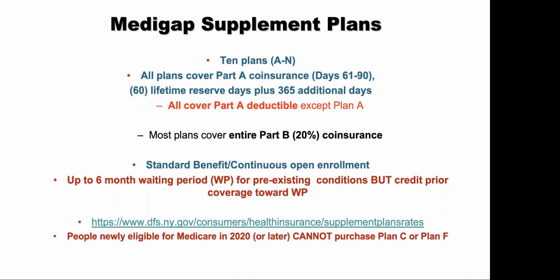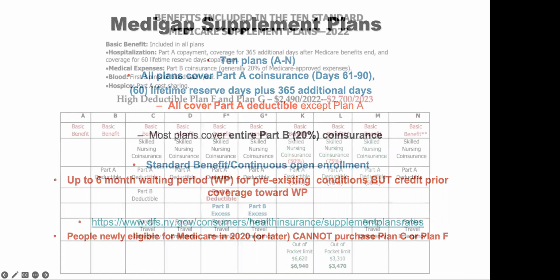I will make a copy of these slides in PDF format available to Erin after the presentation. So it will contain things like this website link below, where you can get all the latest pricing for these Medigap plans. One important thing to note: if you first became newly eligible for Medicare in 2020 or later, it doesn't mean you had to be on Medicare, but you first became eligible, you're no longer allowed to buy Plan C or Plan F. Alternatively, you can buy Plan G, and I'll show you the difference next.